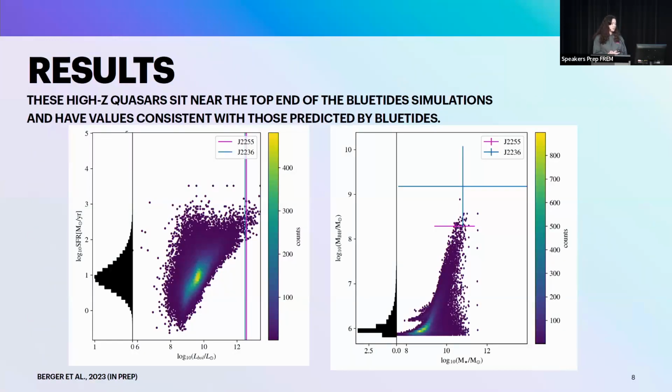So these are some of our initial results. Basically, what I've done here is just overplotted the observed quasar host properties with the BlueTides distribution properties. And you can see that these high-z quasars that were observed with JWST sit near the higher luminosity edge of the BlueTides distribution. But still, these quasars actually sit pretty in line with the BlueTides simulation's properties and have values consistent with them. I'm only showing here the black hole to stellar mass ratio, but we've also done this with black hole accretion rate and other properties.